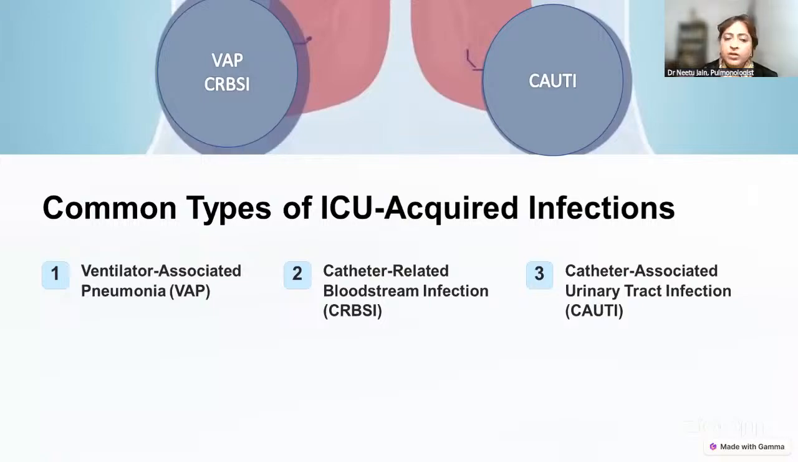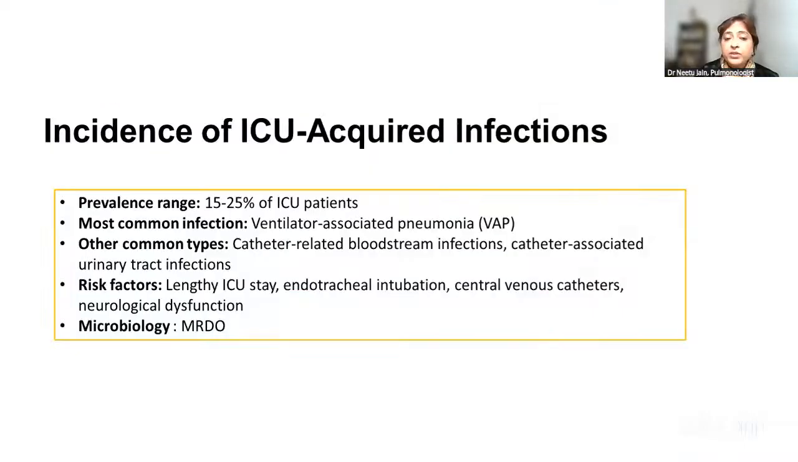So these are the common types: VAP, ventilator associated pneumonia, catheter related bloodstream infection, and catheter associated urinary tract infection. Other than that, there is also surgical site infection, but I'm not covering surgical site infection. So why are we even talking about ICU acquired infection? 15 to 25% of ICU patients suffer from ICU acquired infection. The most common ICU acquired infection is ventilator associated pneumonia. Others are CLABSI and CAUTI.